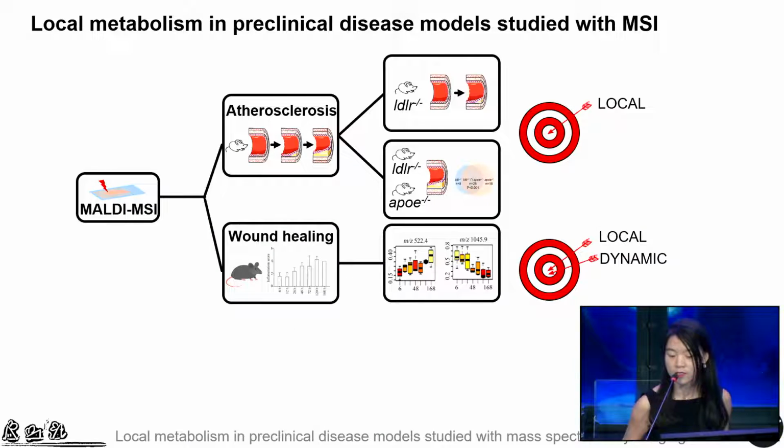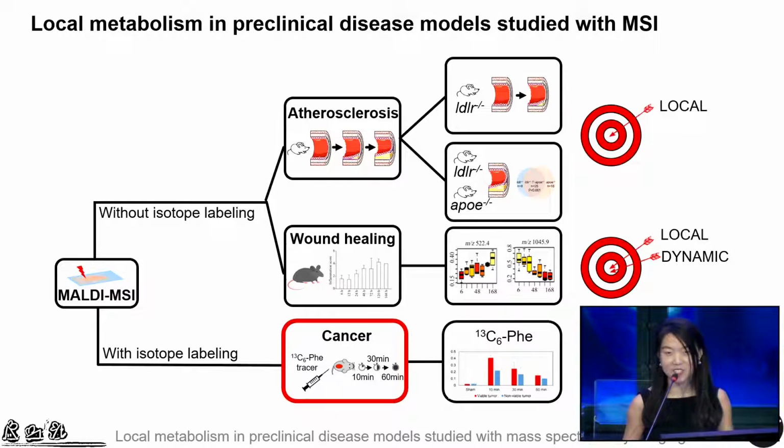So far, we have been focused on local and dynamic metabolism using mass spectrometry imaging in 2 different pathological conditions. You may start wondering, can we also address systematic metabolism in addition to local and dynamic metabolism? If the answer is yes, how can we do it? Well, this brings me to my next research chapter entitled Mass Spectrometry Imaging of Isotope-Labeled Phenylalanine and Tyrosine in the Context of Cancer Tissue in Mouse Models.